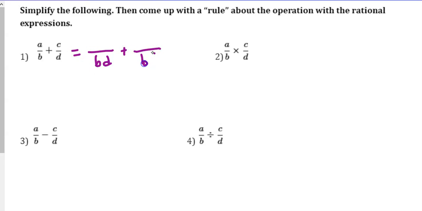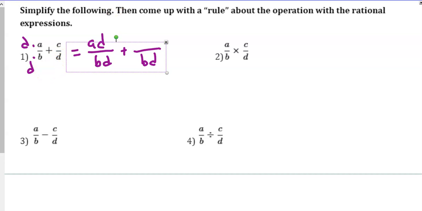I'm going to go ahead and just write those down. Well, what do I have to multiply B by to get BD? Well, I'm missing the D. So I multiply top and bottom by D, which gives me AD in the numerator and BD in the denominator. Same idea here. What do I have to multiply D by in order to get BD? Well, I've got to multiply this by B and this by B.